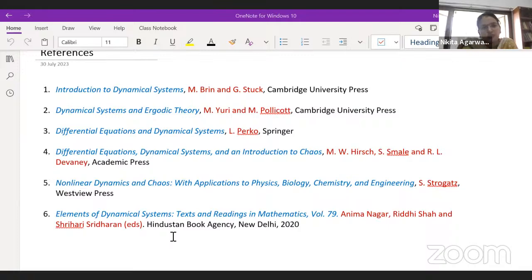Okay. So yes, these are all elementary books in the sense that they need only very basic background. These are meant for undergraduate, senior undergraduate, and early graduate students.